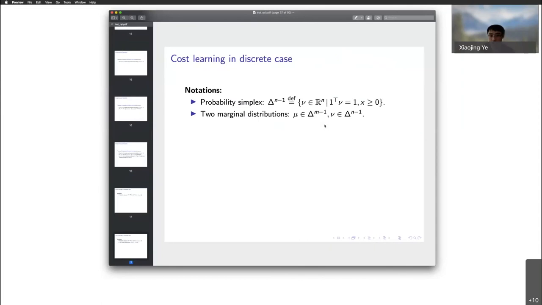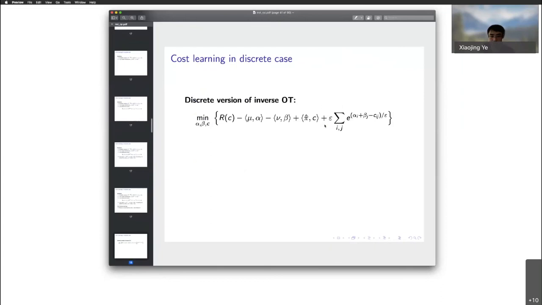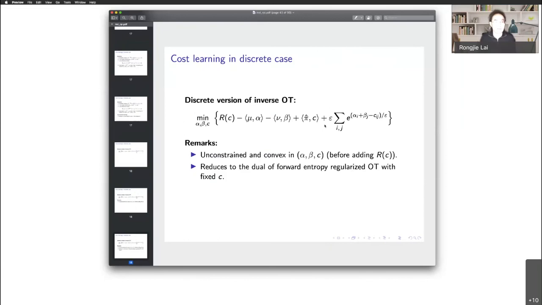But even if it's unique, the reconstruction may not be the same as the ground truth, right? Well, if your pi hat was generated using this cost matrix, which is symmetric with zero diagonal, then what you recover using the inverse OT here will be exactly the same as the original one.